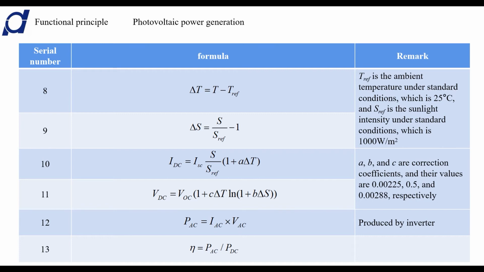The formula for calculating the output power of the inverter is shown in Formula 12. The conversion efficiency of the entire system can be obtained by dividing the AC power by the DC power, as shown in equation 13.